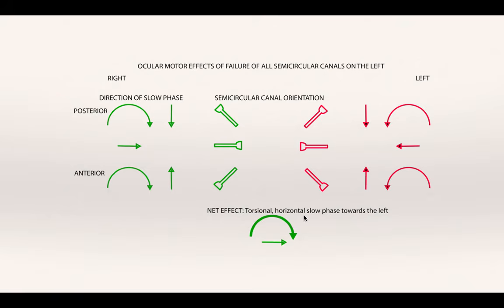In our patient, it is the right side that is lost, therefore you get slow phase in the opposite direction, but the nystagmus will be to the left. Horizontal left beating nystagmus and upper pole beating to the left.